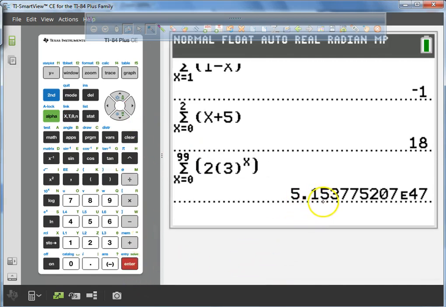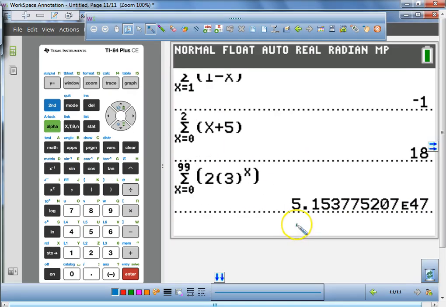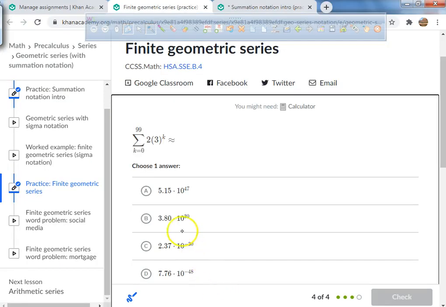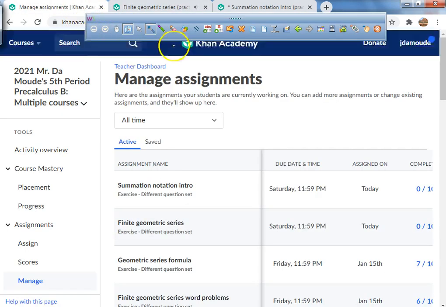And that gives me 5.15 times 10 to the power of 47. So I'm looking for the answer that says 5.15 times 10 to the power of 47. That's what this E47 means. Okay? I'm going to go ahead and do that one again.